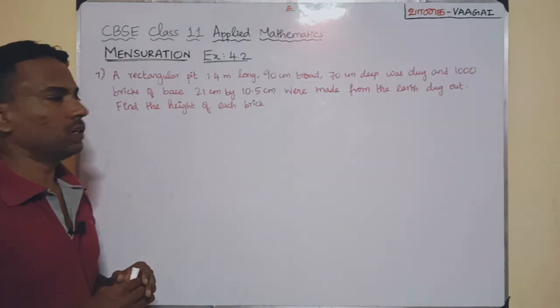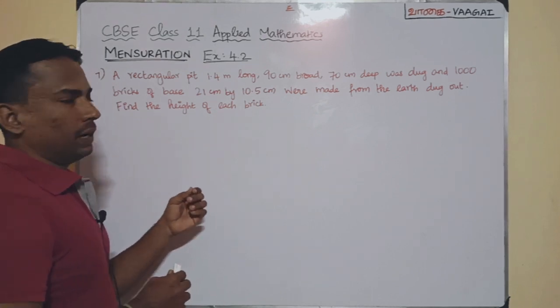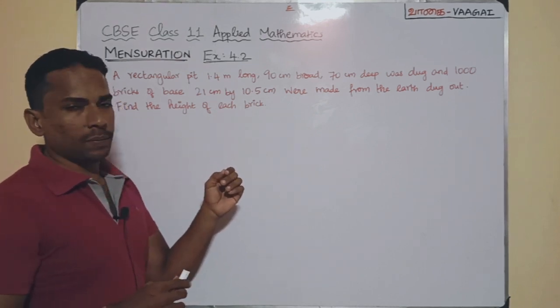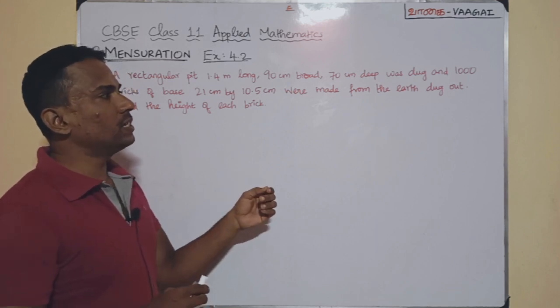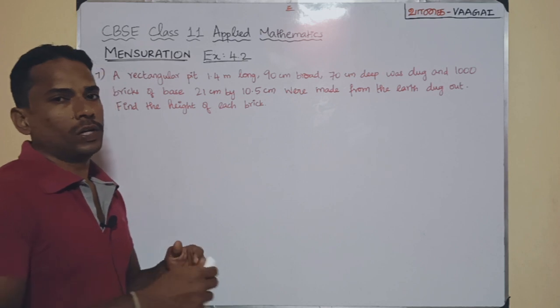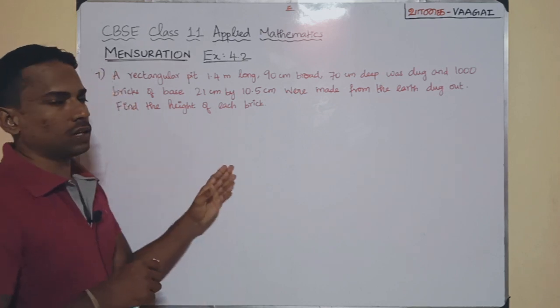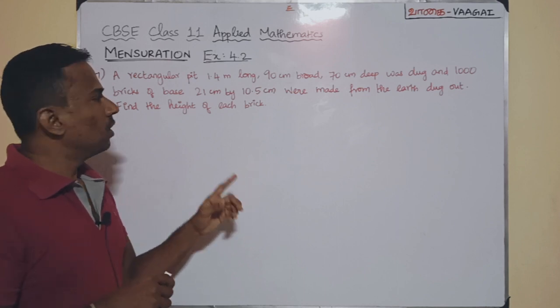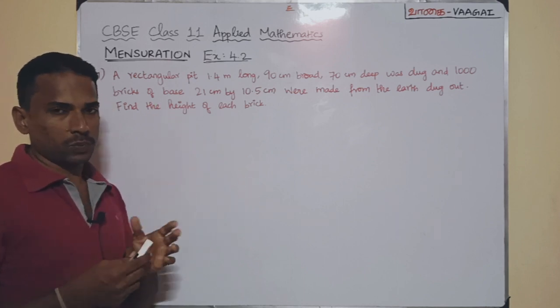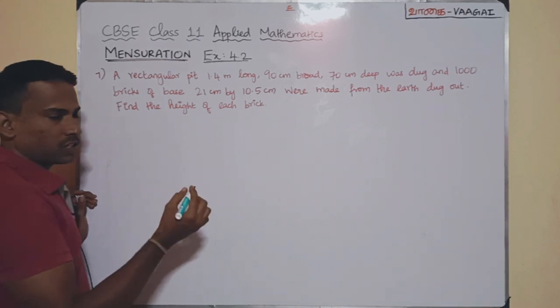Question number 7 with us. A rectangular pit 1.4 meter long, 90 centimeter broad and 70 centimeter deep was dug. So that means they are going to dig a pit, and the pit's dimensions are what they gave here. They gave it to be a rectangular pit, which means it is going to be of a cuboid shape.